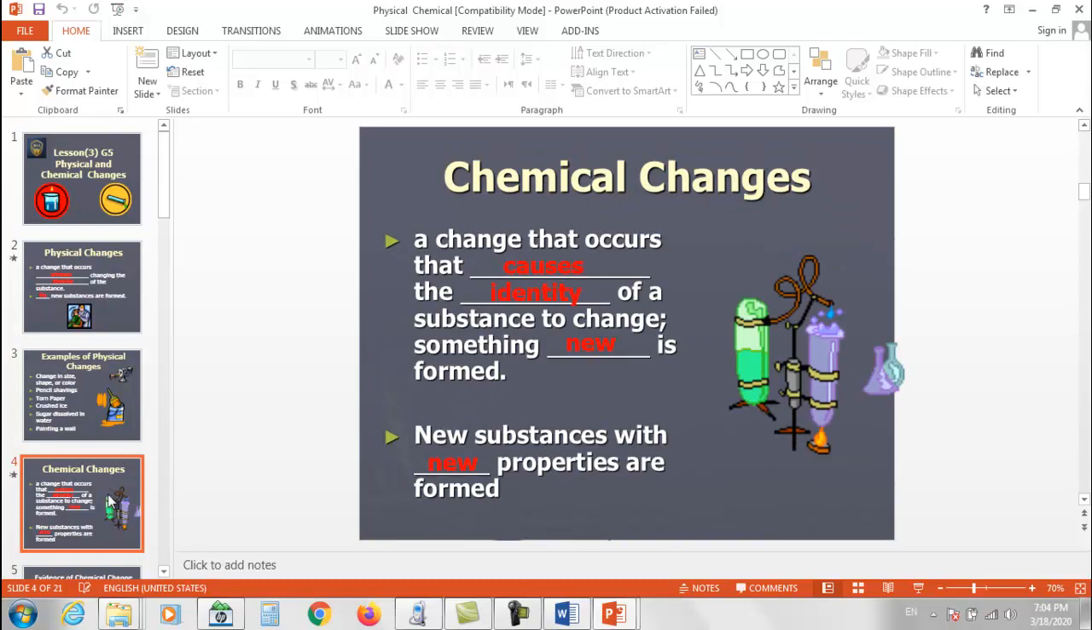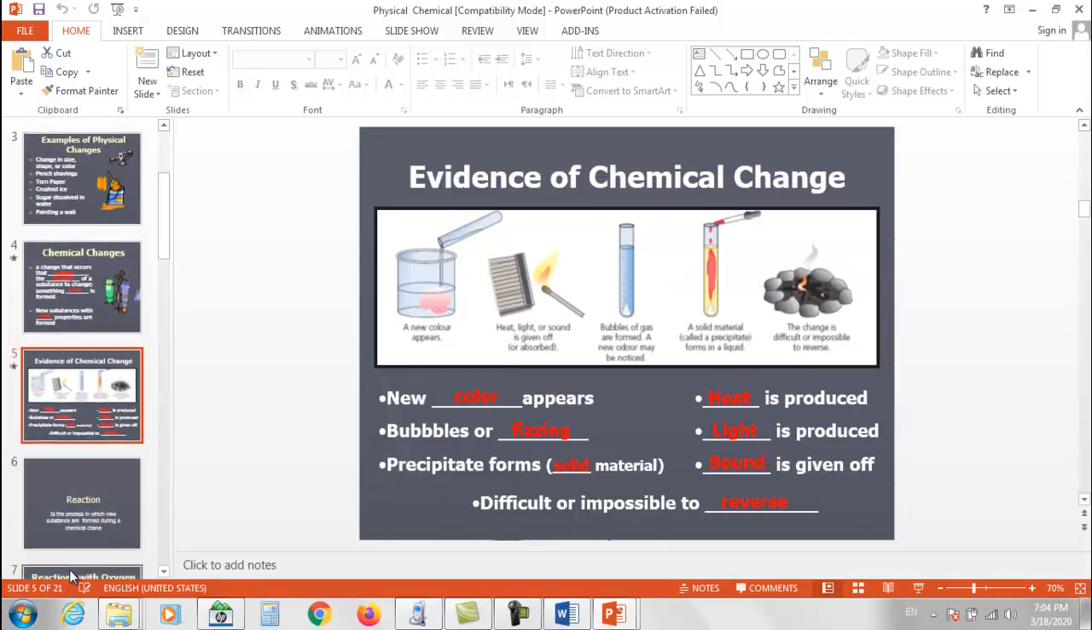But the chemical change is the change that causes the identity of the substance to change. So a new material or new substance is formed. A new substance with new properties is formed. Okay? What are the examples? What are the examples for the chemical change?